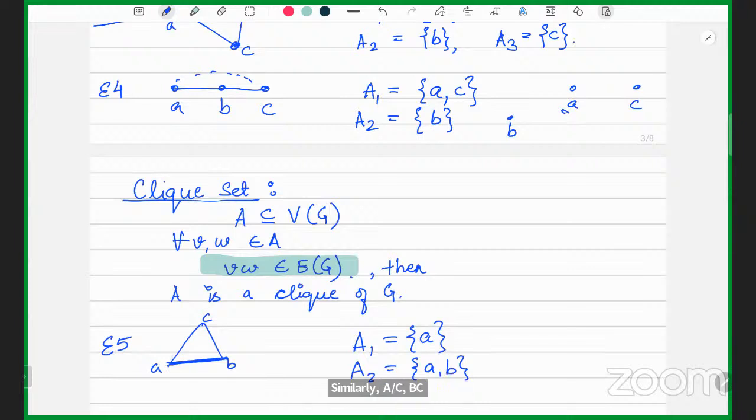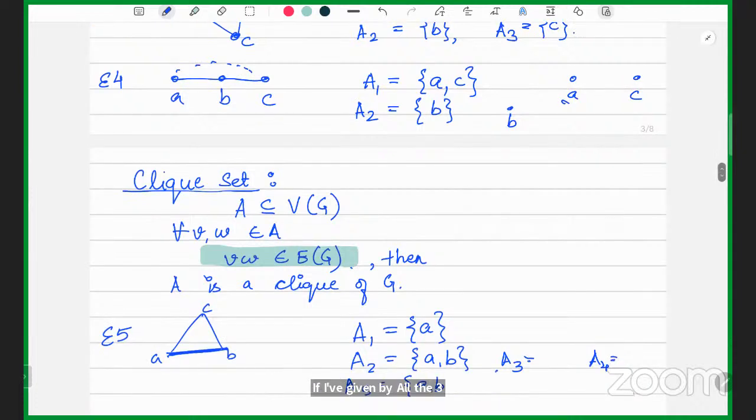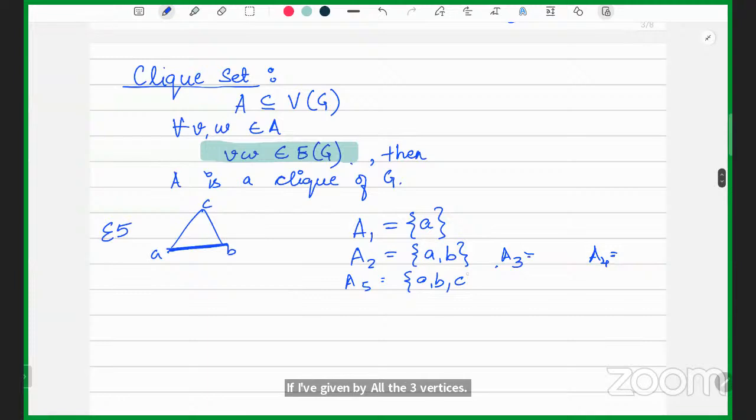Let me not write those. A3 and A4, you can fill those. A5 given by all the three vertices is also a clique, which means what I have drawn here, this graph in itself, is a clique. And when the graph itself is a clique, you say that it's a complete graph.